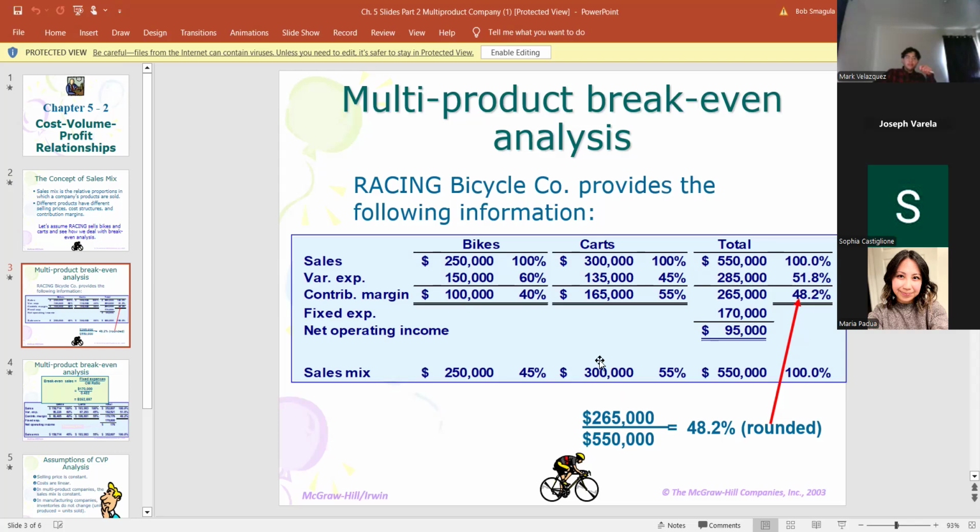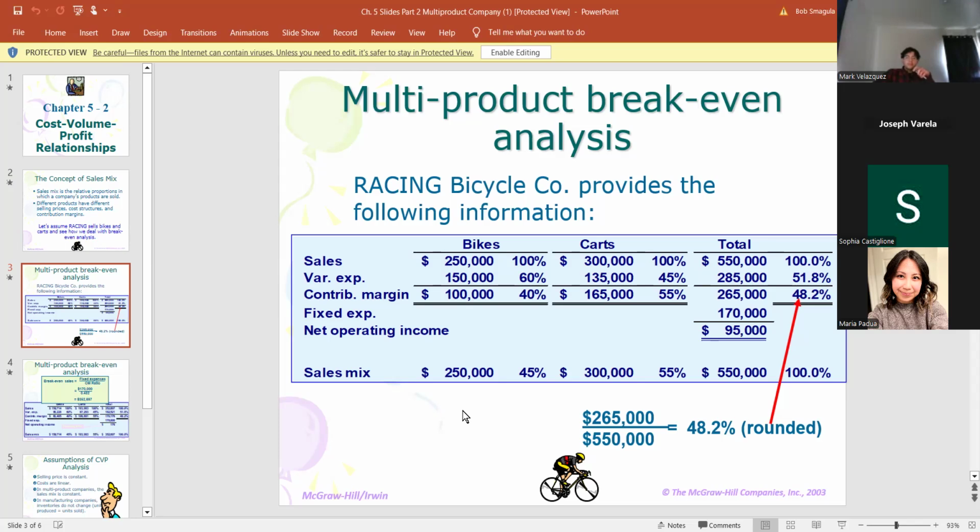Look at the sales mix. These bikes, 250 divided by 550 is 45%. So bikes are 45% of our sales dollars. Carts are 55%. Let's see what the break-even point is in total for the company.